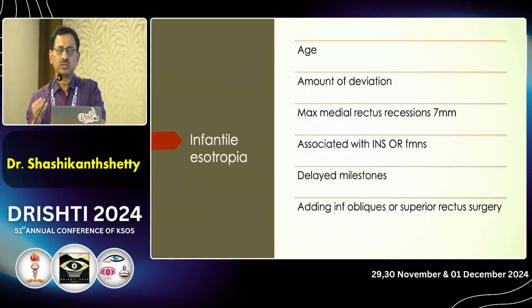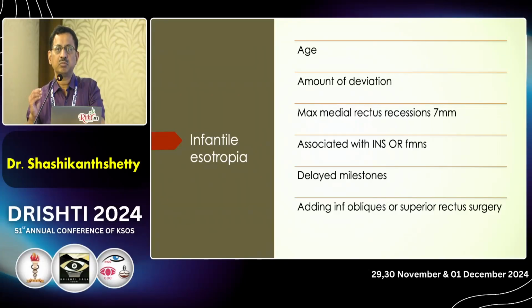The max medial rectus recession we do is 7 millimeters for an angle of 60 prism diopters. So we start with maybe 3.5 millimeters medial rectus recession, up to 7 millimeters as the max, because if you do more than that, there's a possibility of the patient developing consecutive exotropia.